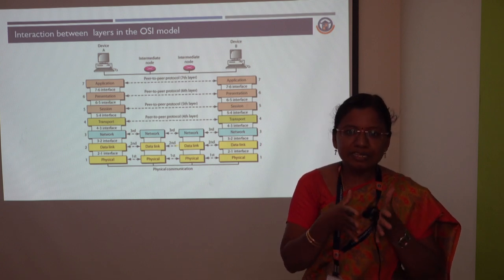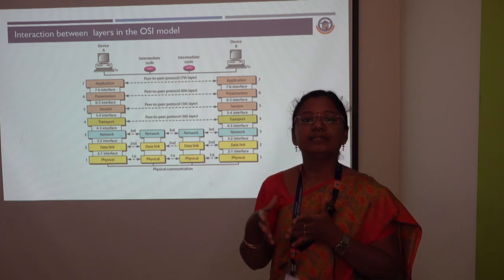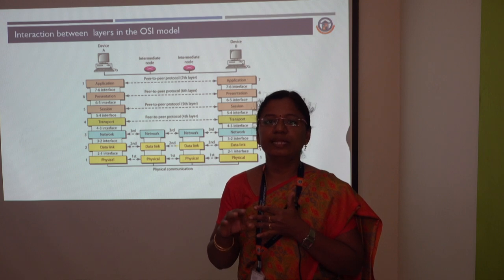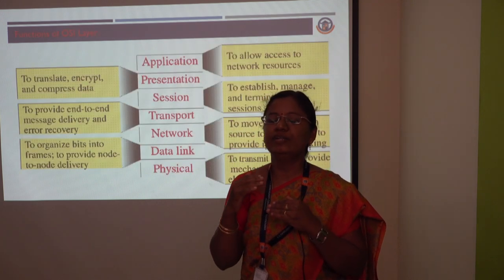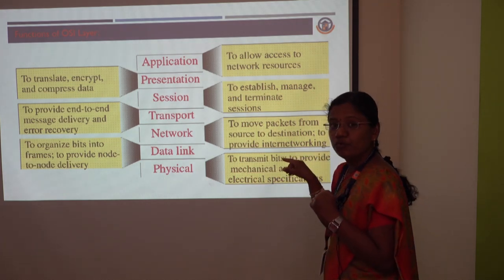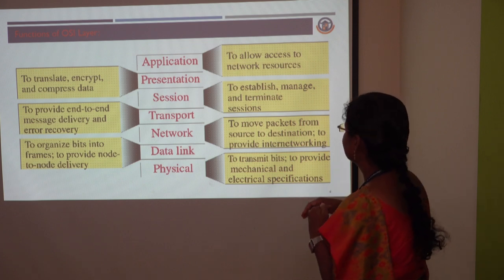Each device contains 7 layers for communication, and all intermediate devices use only 3 layers: the physical, data link and network layers. So these 3 layers only are used for communication. That is, connecting devices use only 3 layers.